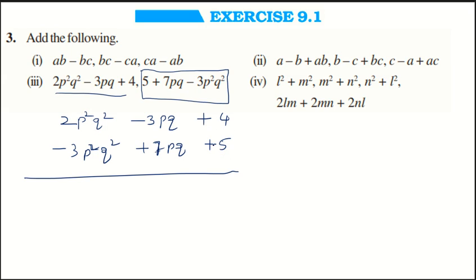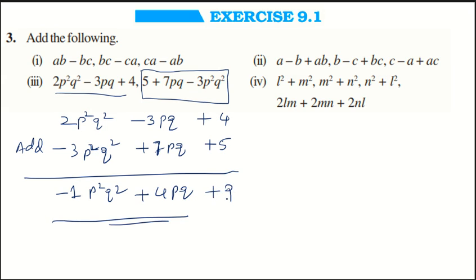So that they come like term under like term. Now addition becomes plus 2 minus 3 gives minus 1 times p square q square, minus 3 plus 7 gives you plus 4 times pq, plus 4 plus 5 gives plus 9. This is the result, that is the sum.